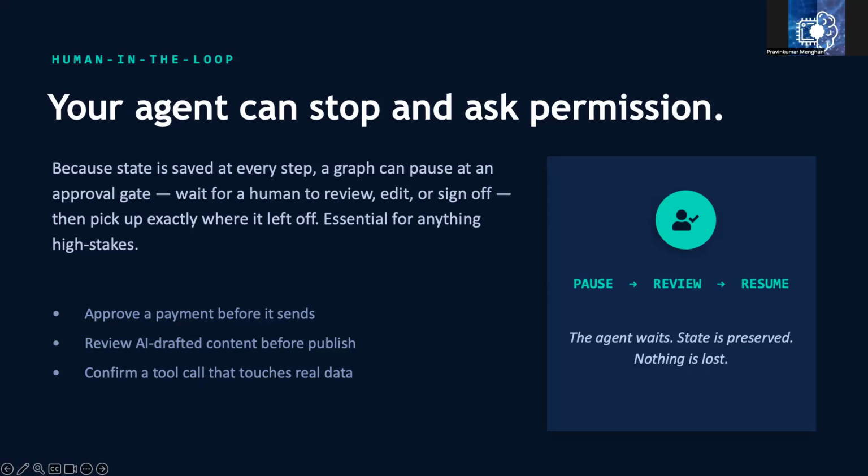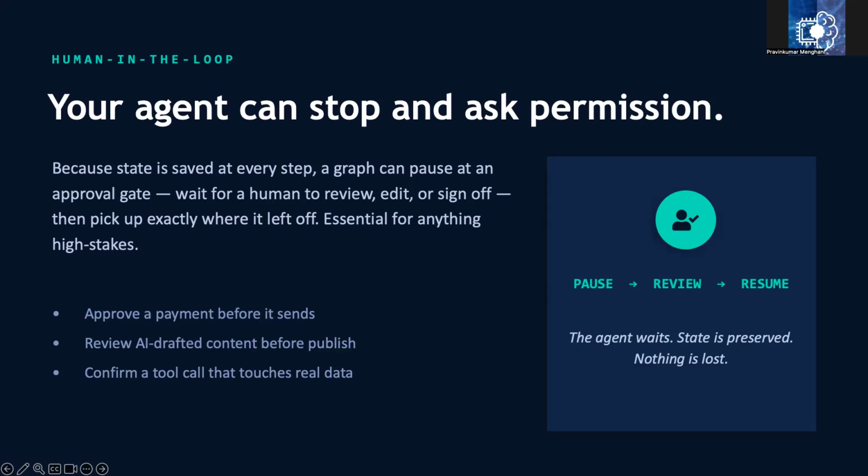Third example. Let's say the agent wants to delete 10,000 rows from a database. It stops, shows the query to the human being. The human says, "Absolutely not. I don't agree with this." The agent takes a different path then.